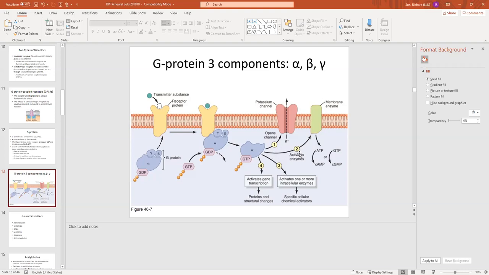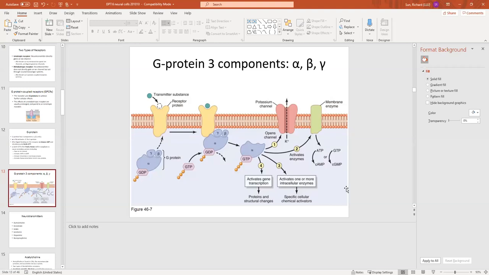Here we show the ones that we mentioned earlier. It could flow to a nearby channel to open the channel, and that can cause the IPSP or EPSP. It could activate an enzyme. It could trigger an enzyme again, and it can cause gene transcription and produce proteins and structural change of the cell.